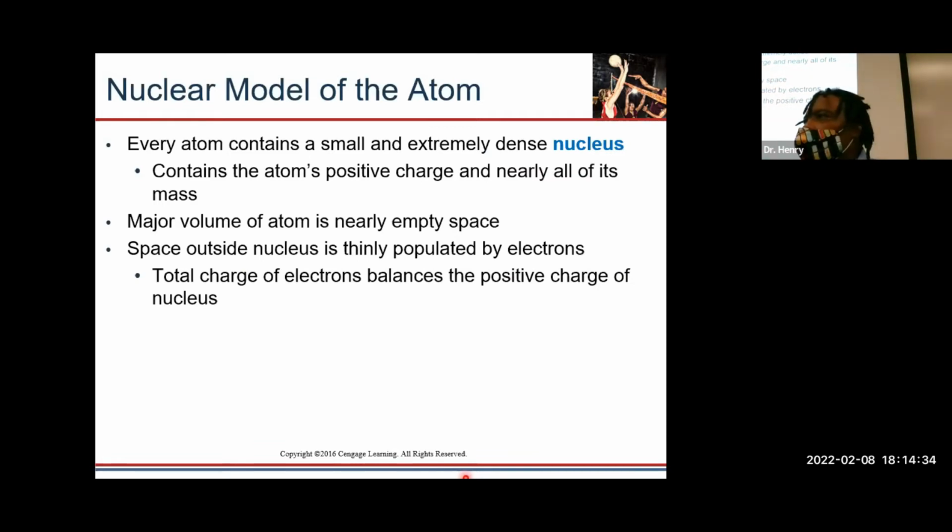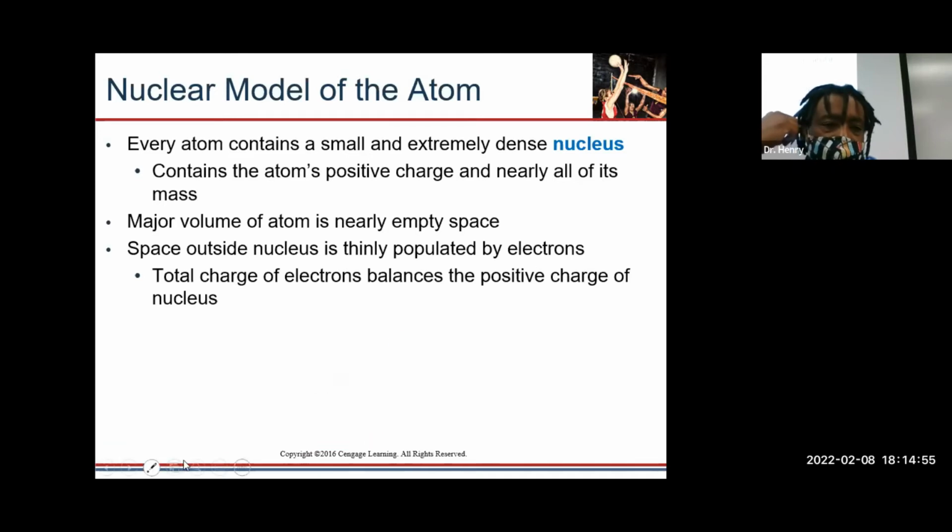Okay, so the nuclear model basically says that, hey, you got this center, right? This mass in the center. And then you have this cloud on the outside. So in the center, you have the nucleus. The nucleus is composed of protons and neutrons. Okay, I haven't introduced protons and neutrons. Let's talk about protons and neutrons.